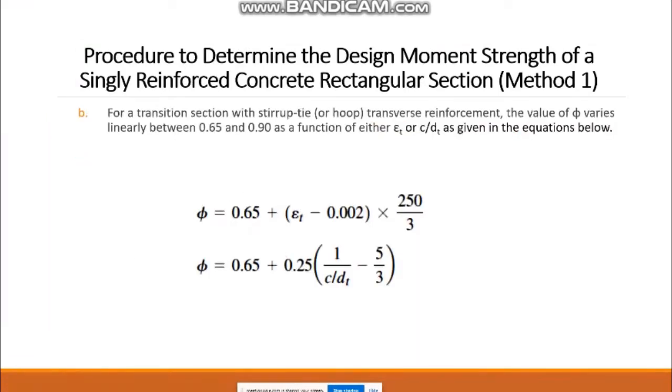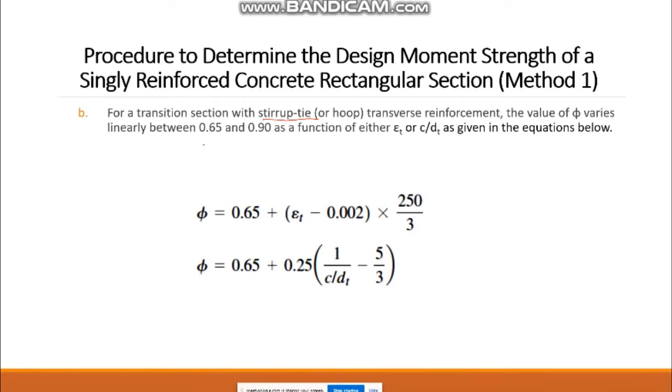So, kung transition region with stirrup tie, which is in most cases, nakatay ang atong beam, although nanay uban nga naka-spiral, but seldom siya ginagamit na sa aton, so gitanggal ko na lang to. So, ang butang ko lang yung formula is only applicable for tie. No? So, for a transition section with stirrup tie or hook transverse reinforcement, the values of our reduction factor varies linearly from 0.65 to 0.9.